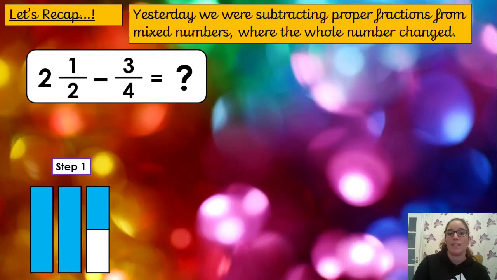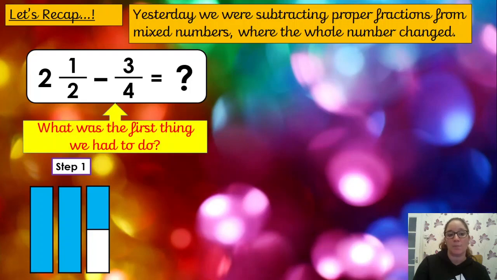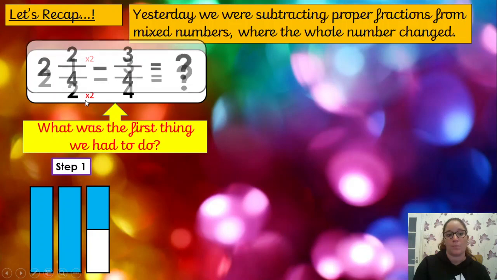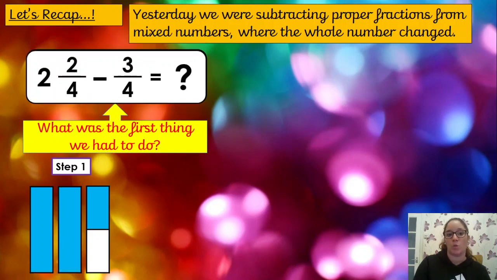We then need to take away 3/4. So we need to take away 3 out of the 4 pieces. Actually, we can't. So what was the first thing we had to do yesterday? We had to find the equivalent fraction. We know that 2 times 2 is 4. So we're going to do the same with the numerator, because the denominators need to be the same. So we're going to have 2 and 2/4 take away 3/4.